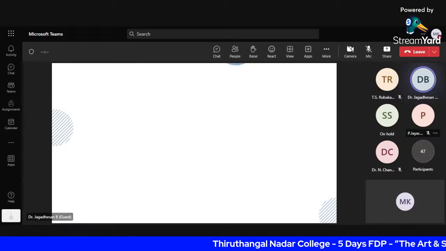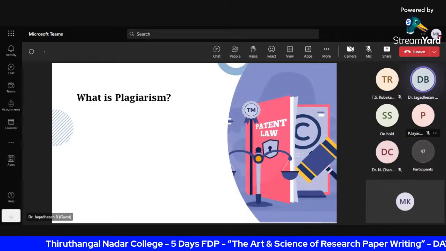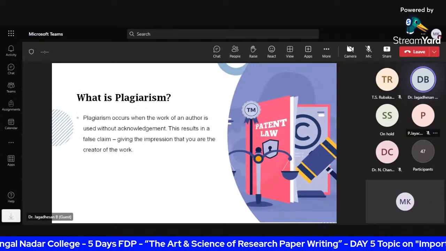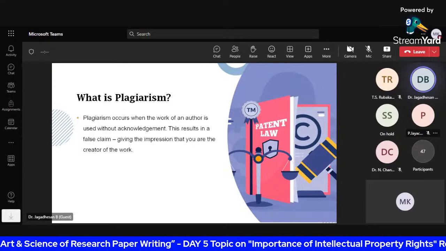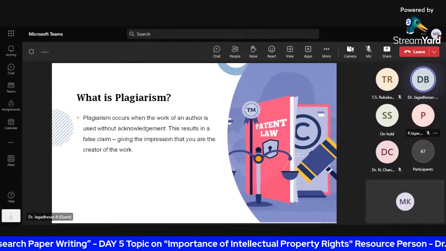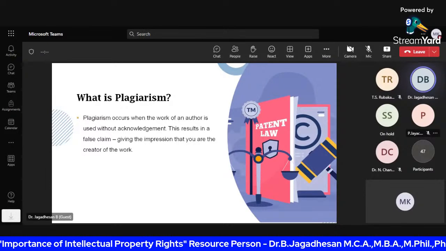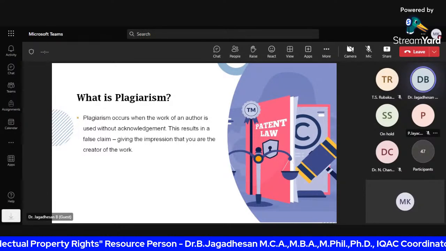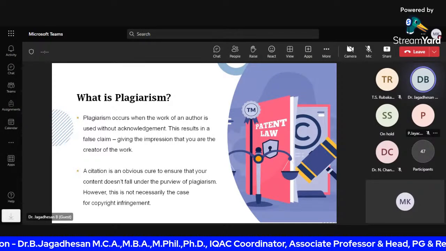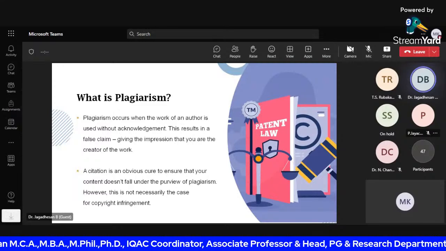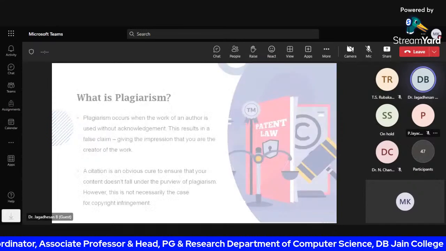Now, we are already aware of the words copyright and plagiarism. I am telling about what is meant by plagiarism. Plagiarism occurs when the work of an author is used without acknowledgement. This results in a false claim, giving the impression that you are the creator of the work. A citation is an obvious cue to ensure that your content does not fall under the purview of plagiarism. However, this is not necessarily a case of copyright infringement.